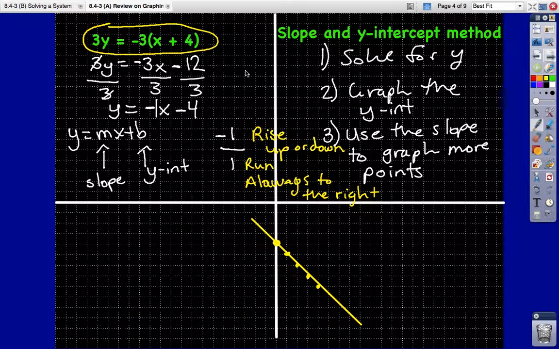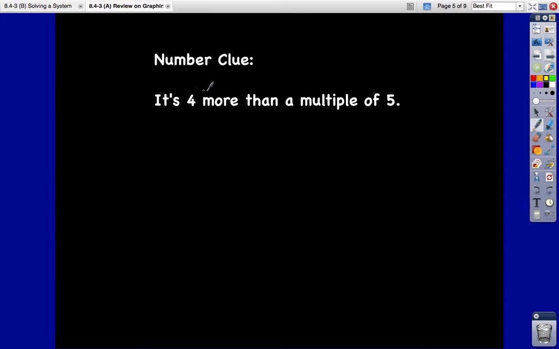Before I sign off, though, there's a number clue for you. The number clue is it's 4 more than a multiple of 5.